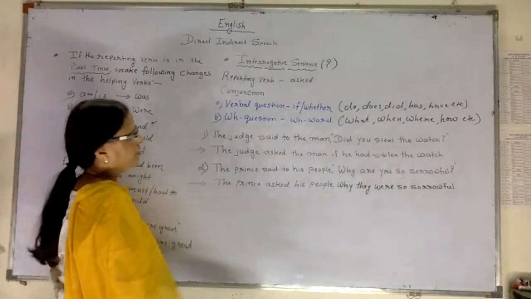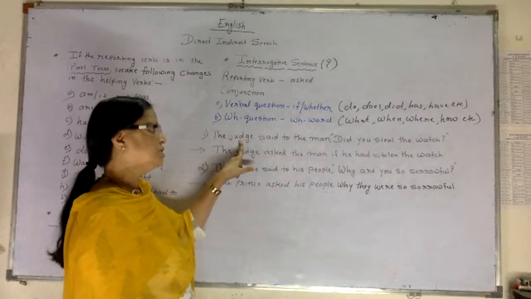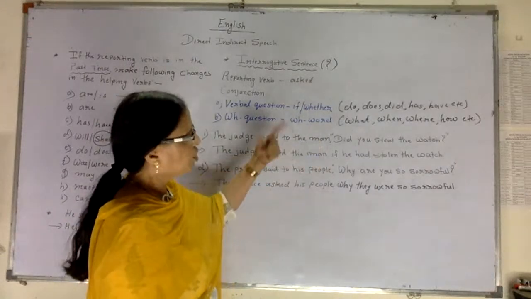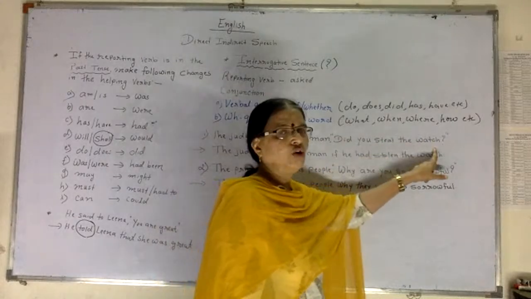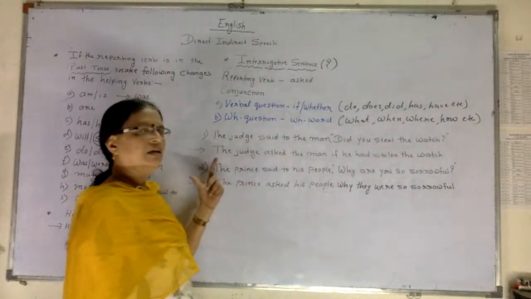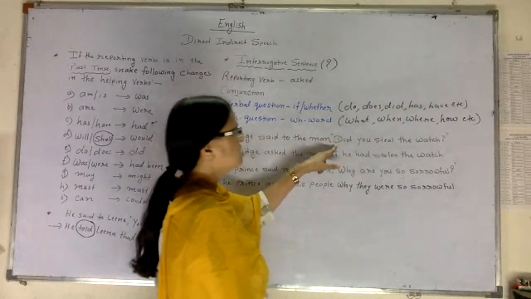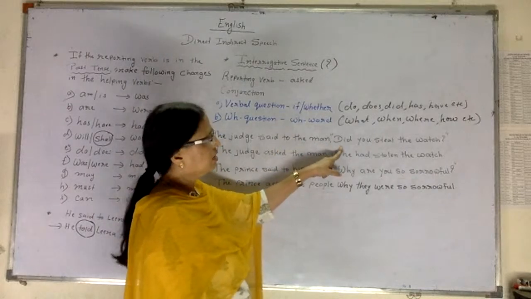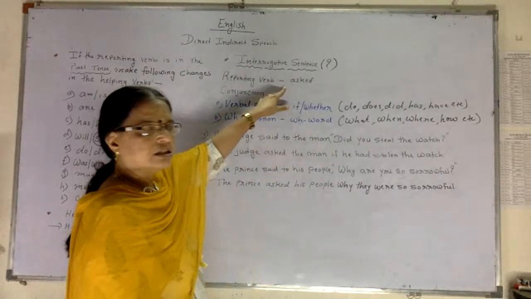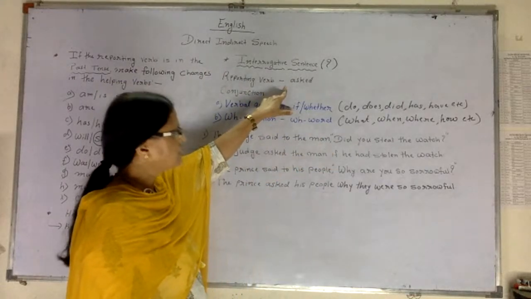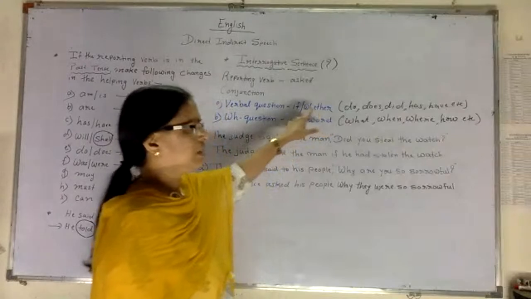Now remember, see here. The judge said to the man. Who is speaking? The judge. To whom is he speaking? The man. What is the question? Did you steal the watch? The man, if he is to answer, will answer yes or no, right? That means it is a verbal question. And what we have to learn now is that if it is a verbal question, the reporting verb we use is asked, then the conjunction we will use is if or whether. Any one of these you can use.